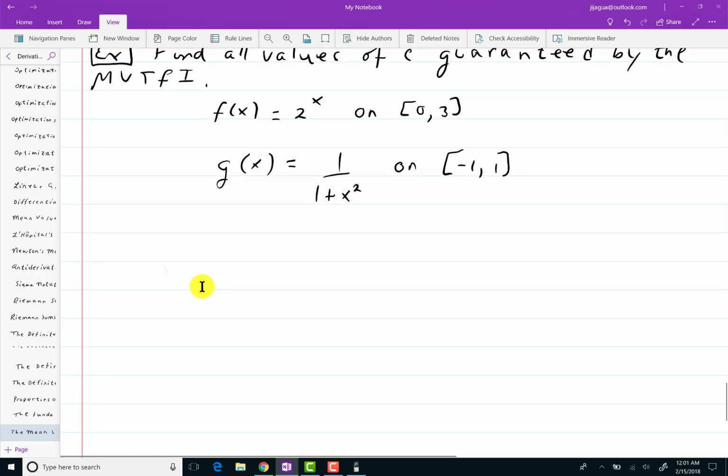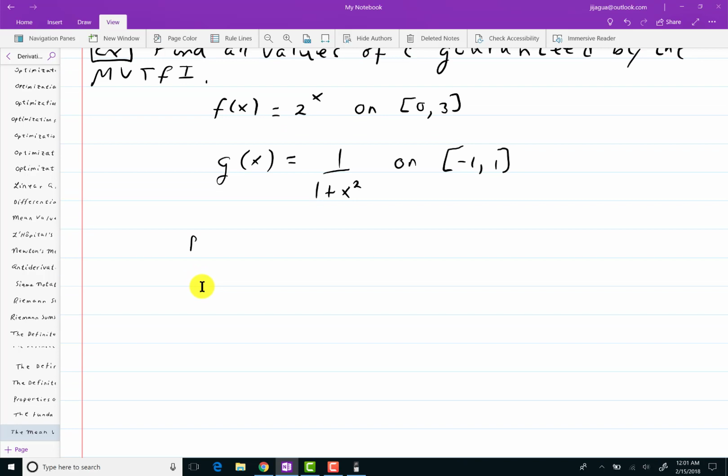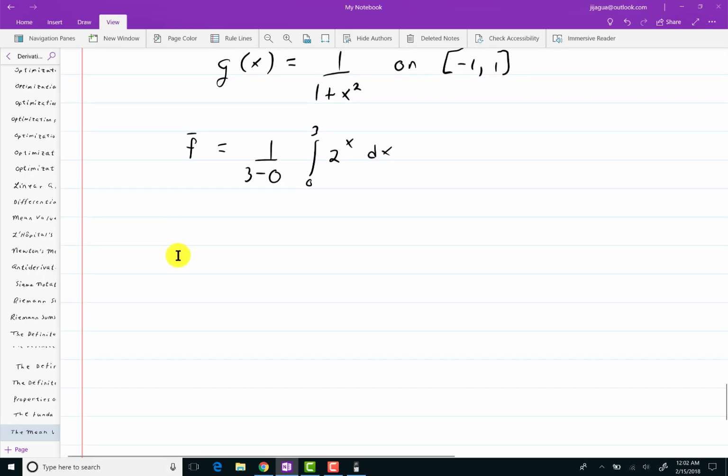So let's take a look at these. Let's start with f bar. That equals 1 over 3 minus 0 times the integral from 0 to 3 of 2 to the x dx. Do you remember the antiderivative for 2 to the x? The derivative of it is 2 to the x times ln of 2, so you multiply by ln of 2. When you integrate, you divide by ln of 2.